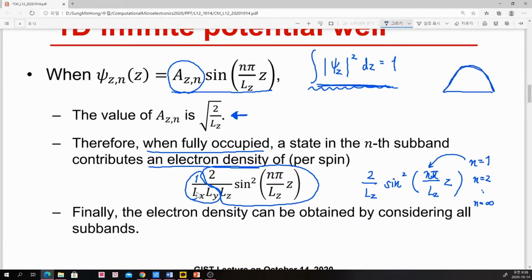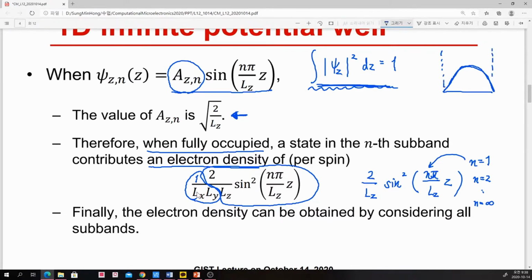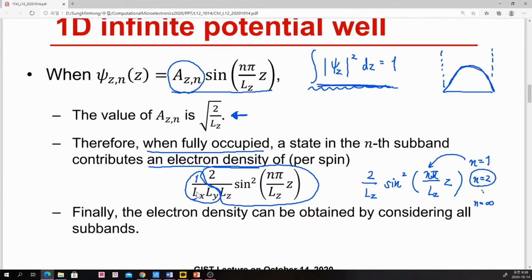There will be no vanishing electron density inside this term. But when you consider the contribution from n equal to 2, then of course we will have something like this. If we have number 3, then we will have 1, 2, 3. So depending on which subband is dominantly occupied, your electron density will show quite different behavior.